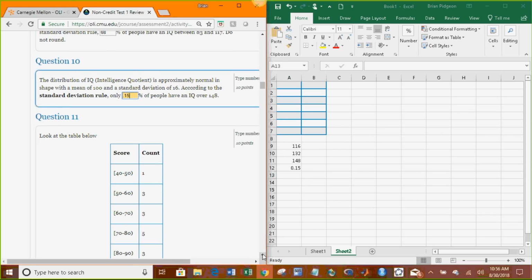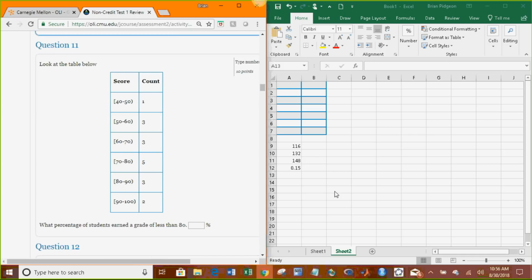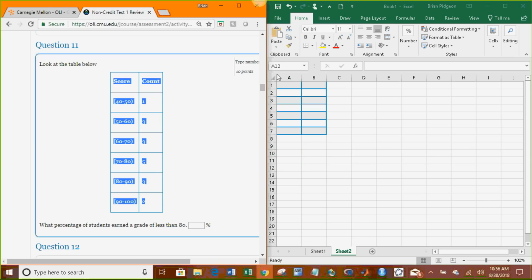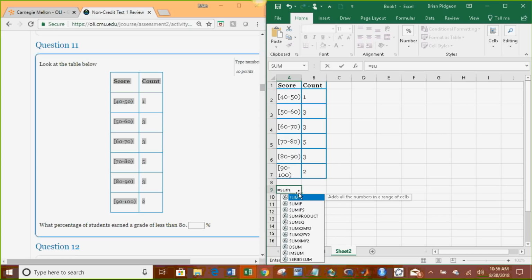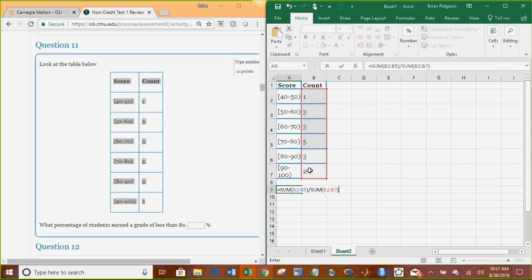0.15%. All right, going back to this table here, what percentage of students scored a grade of less than 80? So we have to look and see, less than 80 is going to be the sum of all the values in the counts that are less than 80. Remember, we don't include that 80 because it's not less than or equal to 80. So the sum of the values that are less than 80 divided by the total number of observations. And we want percentage, so we just multiply by 100. 71.